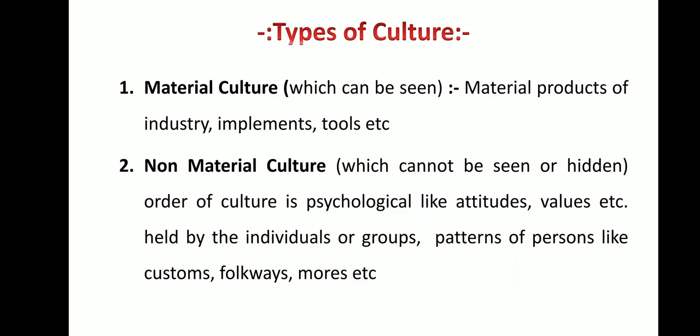Then there are the different orders or types of culture: material culture and non-material culture. Material culture means that which can be seen, for example material products of industry, implements, tools, etc. And second, non-material culture, which cannot be seen. Non-material culture is the order of culture that is a psychological aspect, like attitudes, values, etc. held by individuals or groups, and patterns of behavior like customs, folkways, marriages, etc.